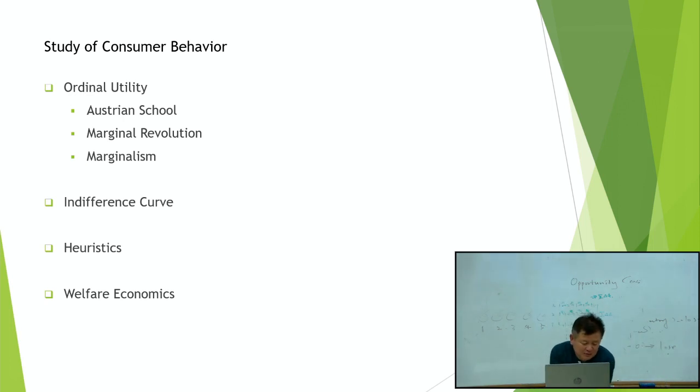This is a marginal revolution. The marginalism also increases the value and the gain is a little bit increased. This is marginalism. So we can use the ordinal utility and the indifference curves I already explained.